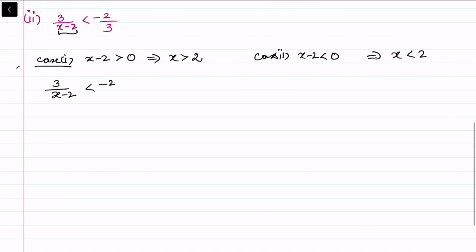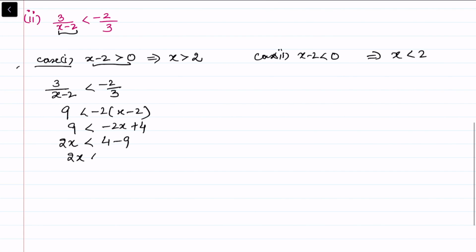This is less than minus 2 by 3. It is positive, so cross multiply. Sign will not change of the inequality. So this is 9 less than minus 2x plus 4. Bring 2x on the left hand side, 9 on the other side. So we get 2x is less than minus 5, so x is less than minus 5 by 2.